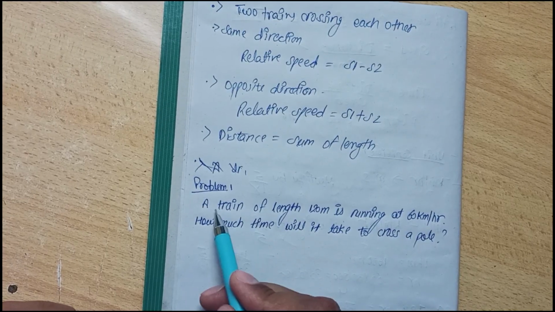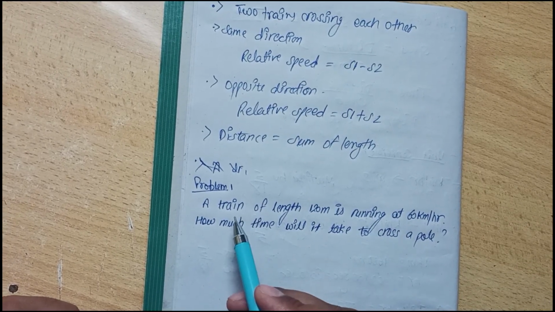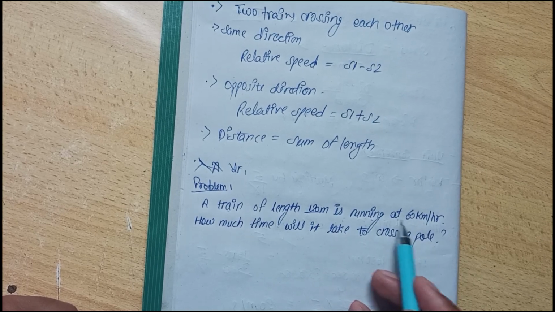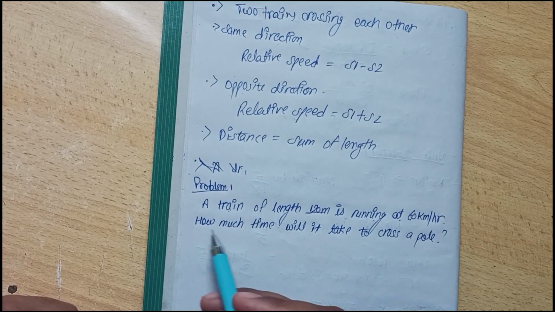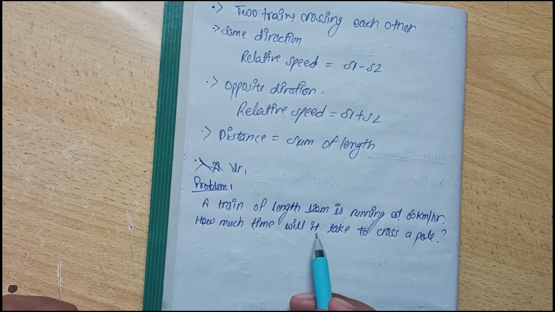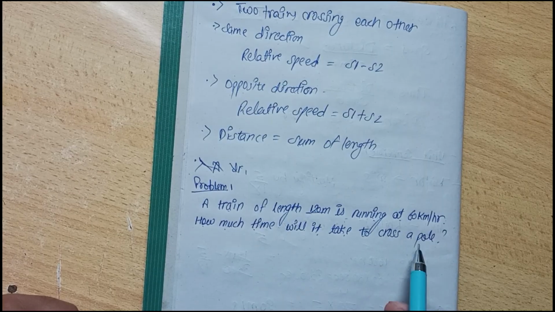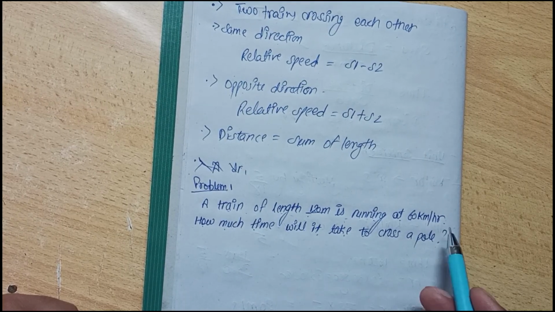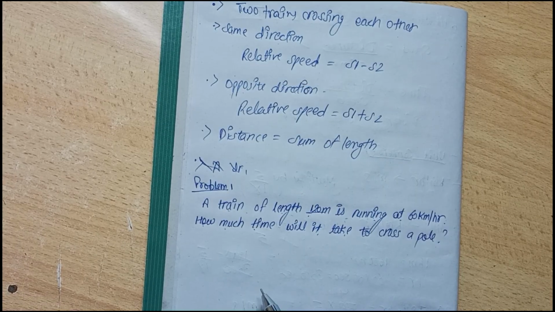So problem 1 which is given to us is: a train of length 120 meter is running at 60 km per hour. How much time will it take to cross a pole? So it's a problem of a pole, and the length of the train becomes the distance, and speed is already given. We have to calculate the time.